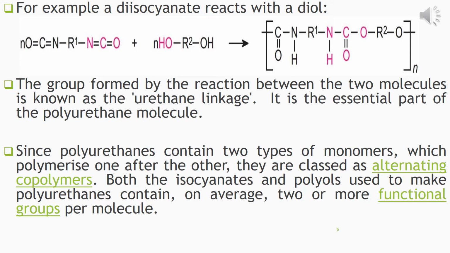So you have studied the types of the polymers according to the arrangement of the monomers. So if the monomers are of different type and they are arranged one after the other, then that is a type of alternating copolymer. So both the isocyanates and polyols used to make the polyurethane contain on average 2 or more functional groups per molecule.